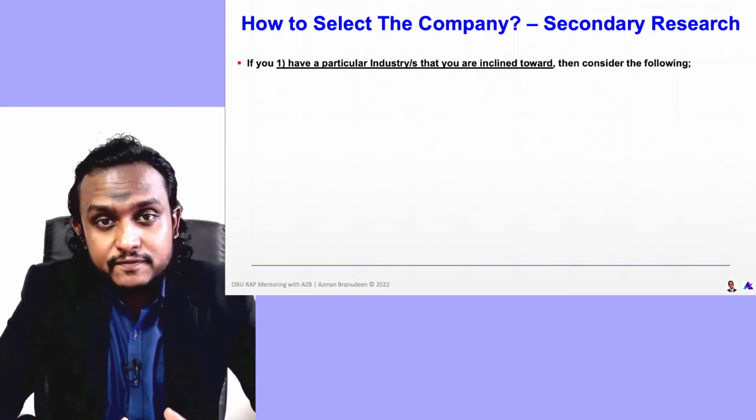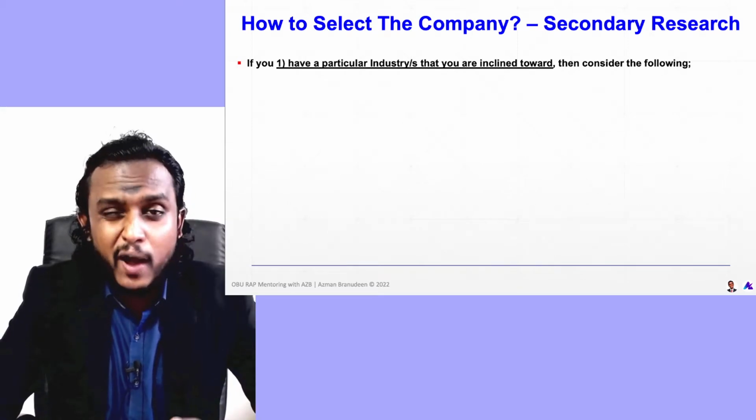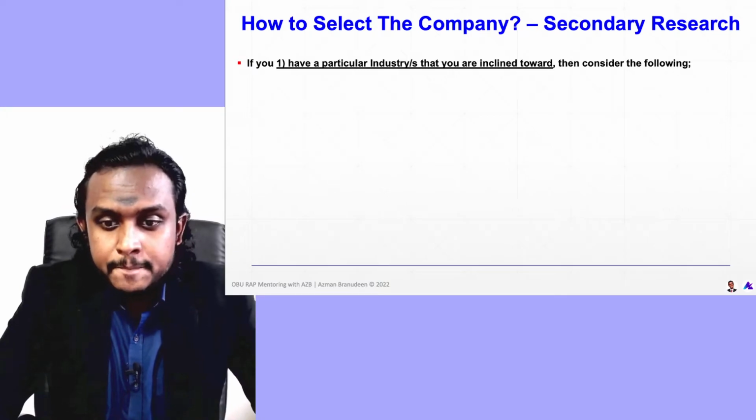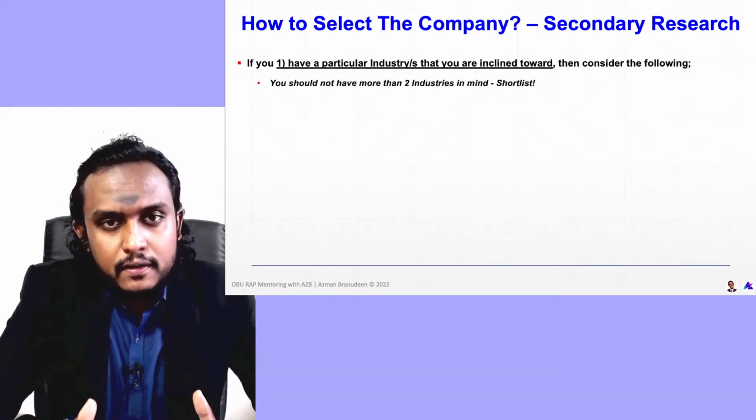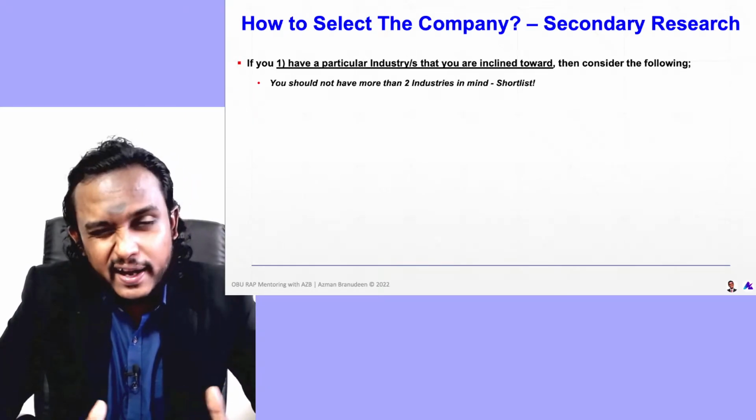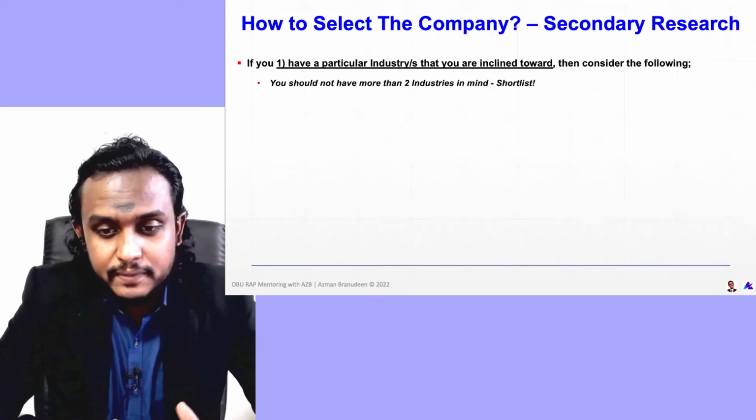Now, if you have the first scenario, if that is the situation that you're facing, where you have a particular industry or industries in mind, then you should consider the following. In the first place, you should not have more than two, ideally, but 2 to 3 industries at maximum in your mind.